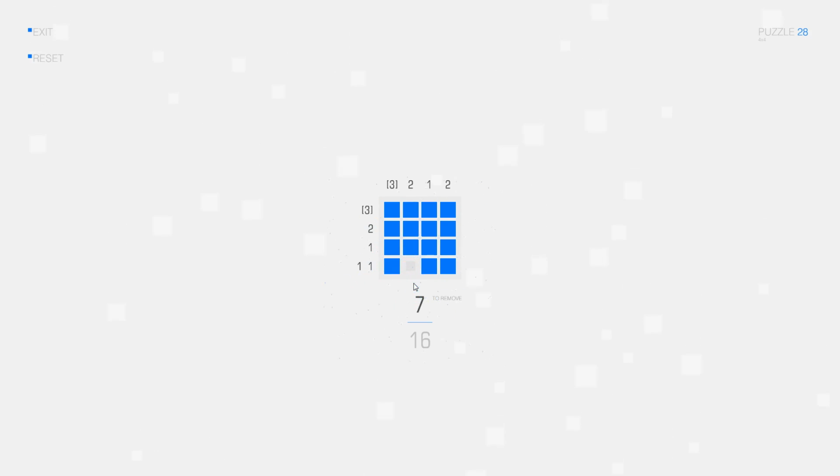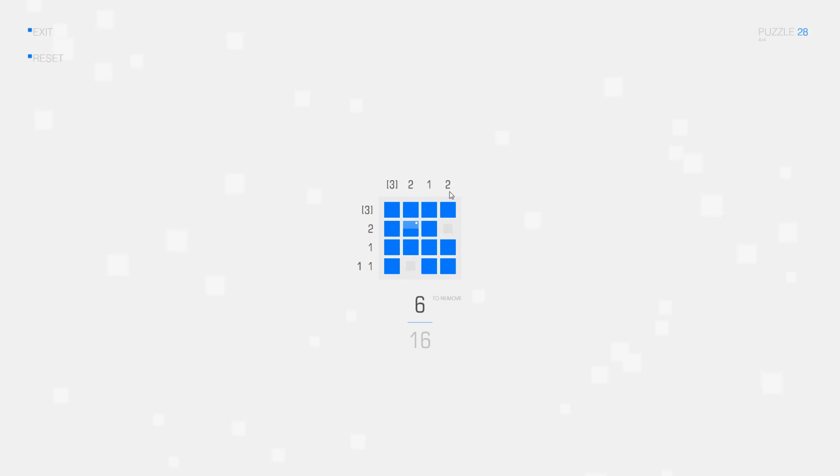I can delete this square. So now I know from this clue that 1 square has to be marked here. The 2 squares are connected either like this or like that. And this in turn means that this row can only be completed like this or like that. So I can delete this square here.